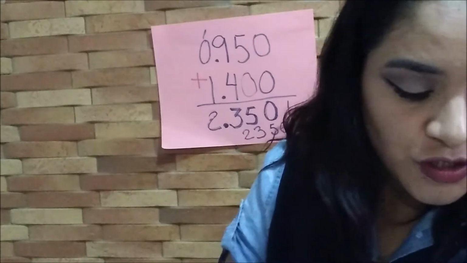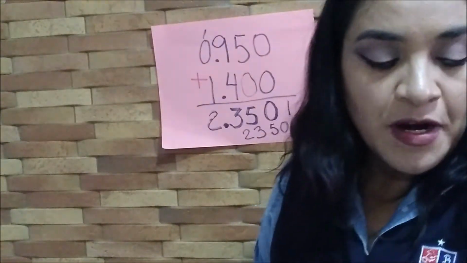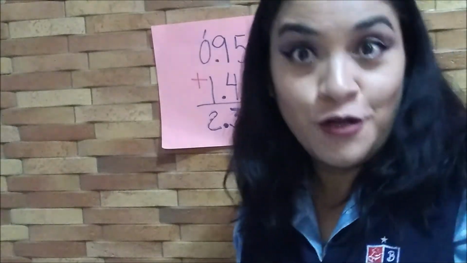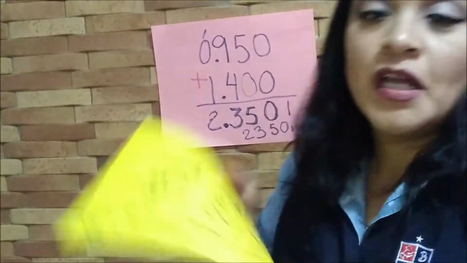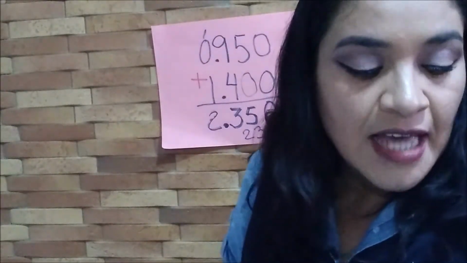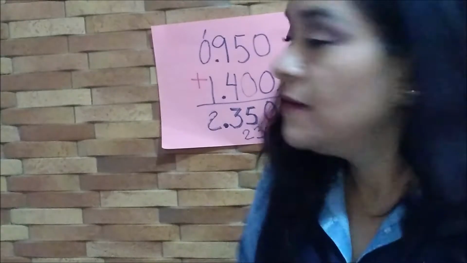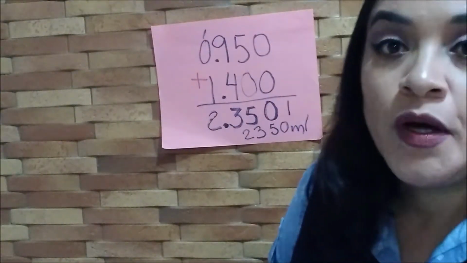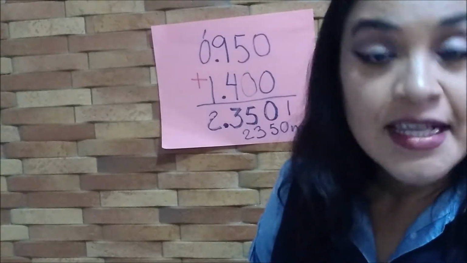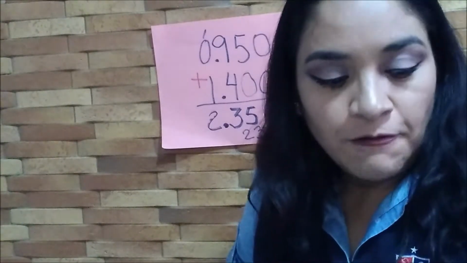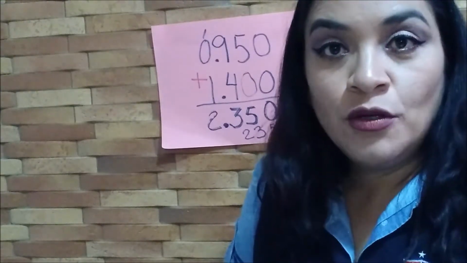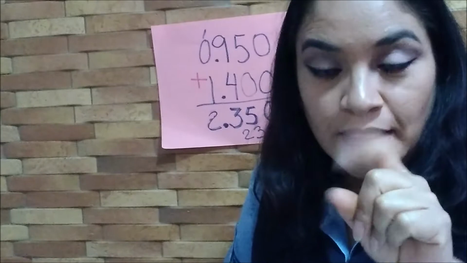Well, now we have the answer for question 1. How much water would you need to fill each pair of containers? For exercise A, do you remember how much we need? 2.63 liters. And for exercise C, we will need 2.350 liters. Well, guys, I need you to answer exercise B and exercise D by yourselves because we need to give the answer to question 1.